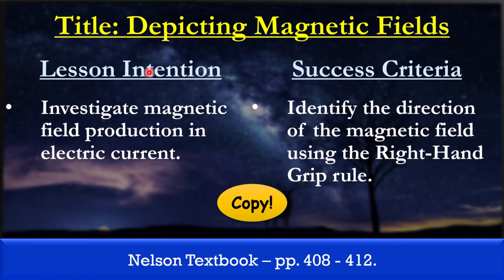So the aim of our lesson today is to depict magnetic fields. We want to firstly look at how magnetic fields can be produced by electric current. We also want to be able to identify the direction that the magnetic field is going when we introduce a thing called the right-hand grip rule. So let's have a look.